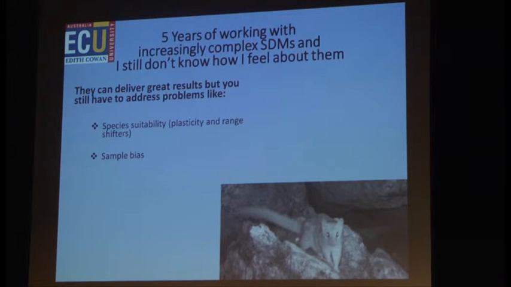Do you have enough presence data out there? Do you know enough about where they are to be able to predict where they're going to be in the future? And are people compensating for that bias? Inappropriate variables. Are you using the right predictive variables? Testing. Are you actually testing your models? Are you modelling at the right scale or resolution? Are you using too many variables?